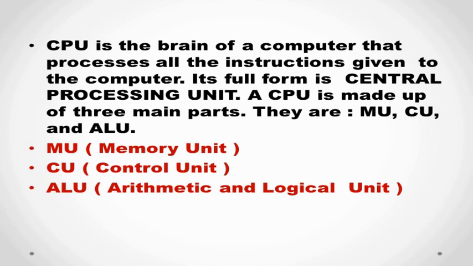A CPU is made up of three main parts. They are MU, memory unit, CU, control unit, ALU, arithmetic and logical unit. So first one is memory unit. In this unit, we can store data and instructions which are to be processed and then passed on to ALU or CU.